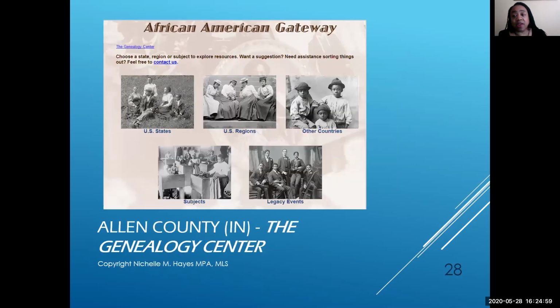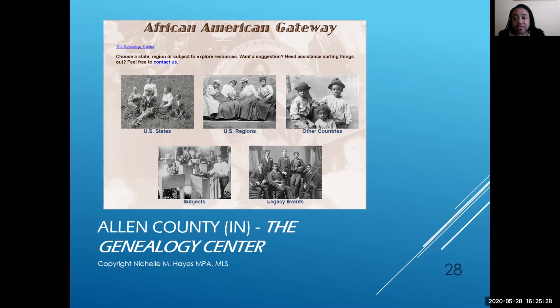So another great resource that we have in Indiana is the Allen County Genealogy Center. So that is in Allen County, which is where Fort Wayne is located. That's northern Indiana. And so they have a lot of information on African Americans. So this is a snapshot of their African American gateway. So it talks about states, regions, other countries, and then it's broken down by subject and legacy events.